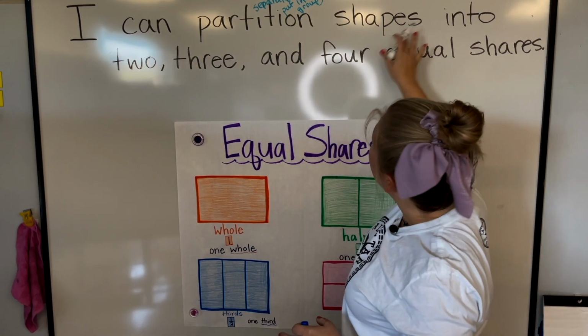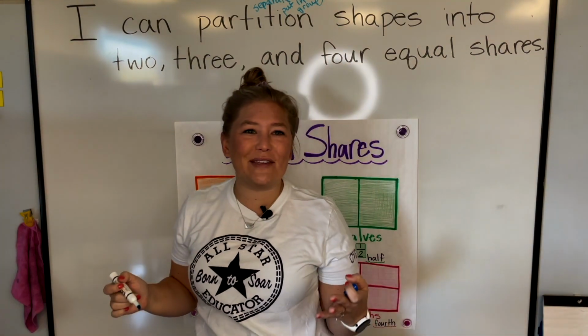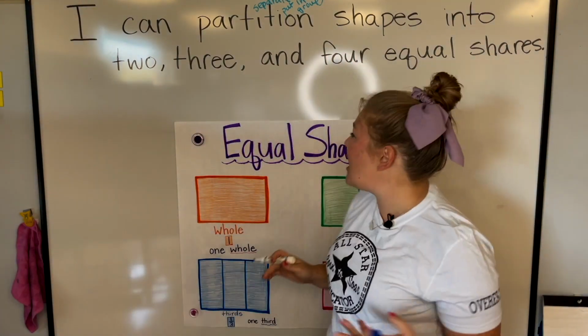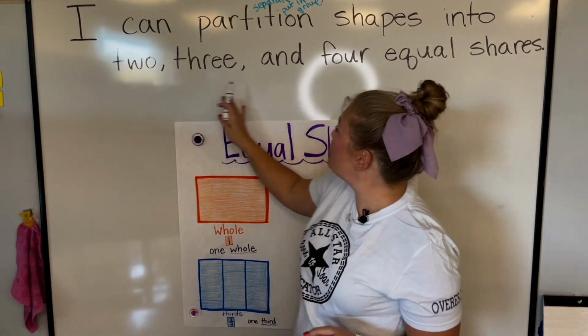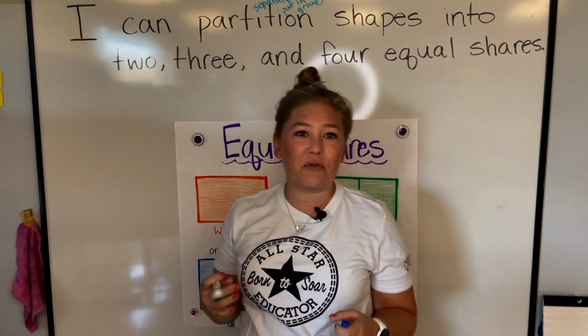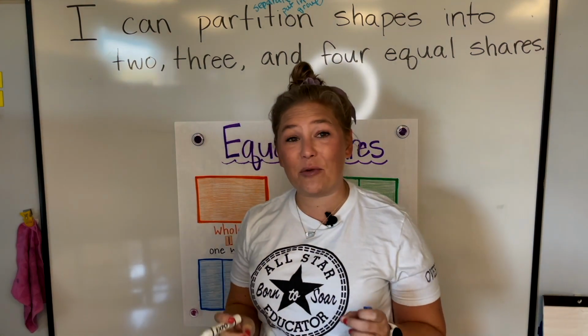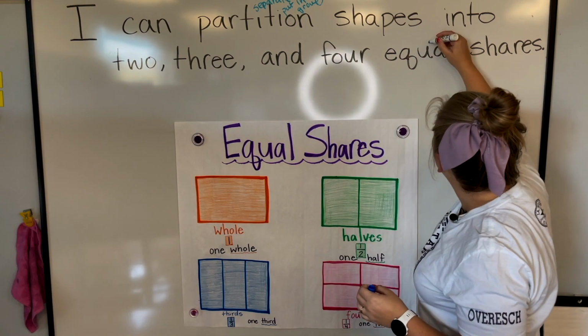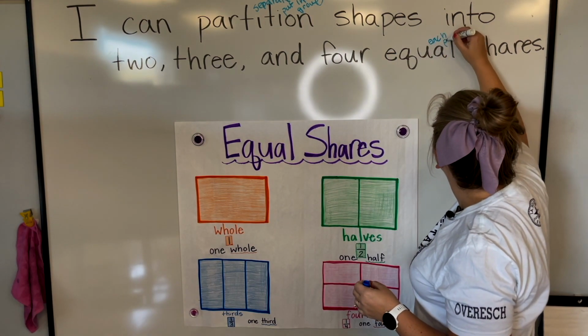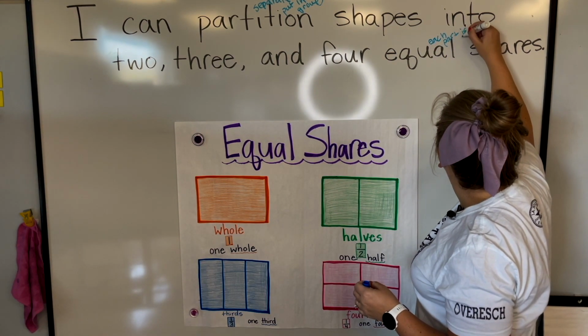Then we also have shapes. We're going to talk about different shapes today, but we know a shape is something that has sides that are all closed in. And then we have shapes into 2, 3, and 4 equal shares. And equal shares is when something's broken apart equally. So each size of the part is the same. So each part is the same.